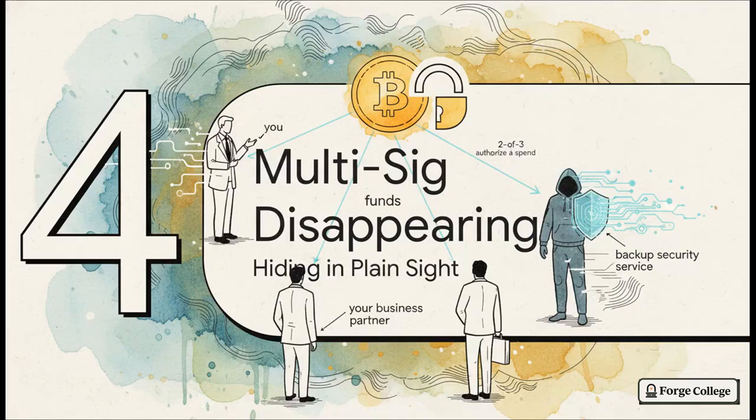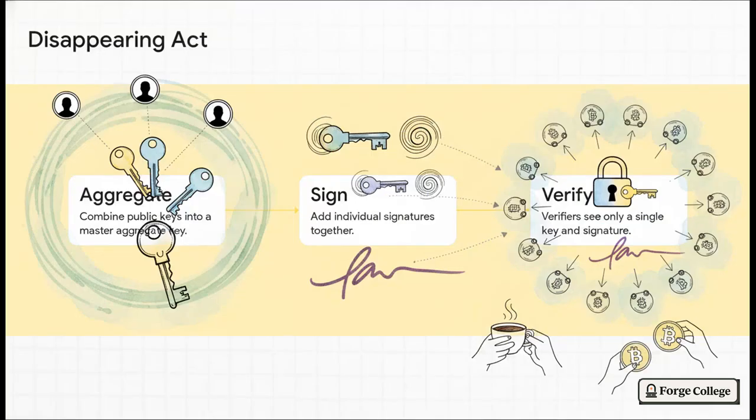Section 4. The multi-sig disappearing act, 2 of 3 hiding in plain sight. Let's look at a really practical example, like a 2 of 3 multi-signature wallet. Say it's you, your business partner, and a backup security service. By following a few steps, you completely collapse your multiple keys into one. First, you all aggregate your public keys into a single master key. Then, when you and your partner actually want to spend, you run a quick background protocol to add your individual signatures together. When that's broadcast, the network only sees a single key and a single signature. Absolutely zero evidence of your 2 of 3 arrangement is left on chain. To everyone else, it looks exactly like a solo Bitcoiner just buying a cup of coffee.